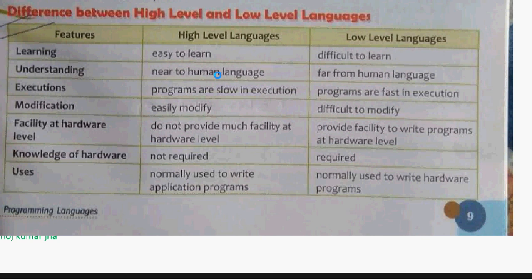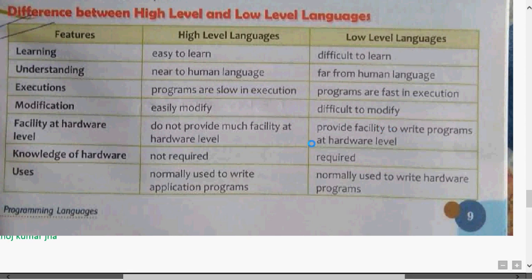Next, we talk about modification. High level language can be easily modified, but modification in low level programming language is difficult. Facility at the hardware level: high level language does not provide any facility at the hardware level, but in low level language we can get much more facility than in high level language. Low level programming language provides a lot of facility at the hardware level.